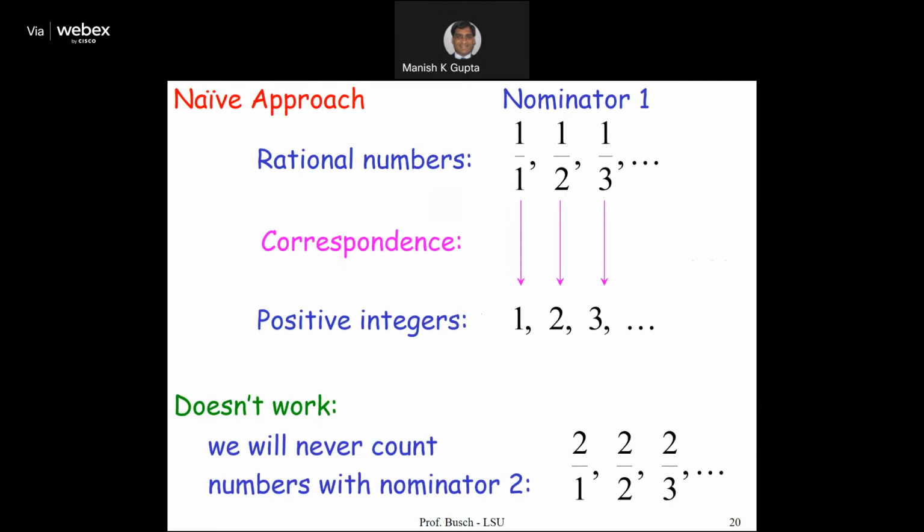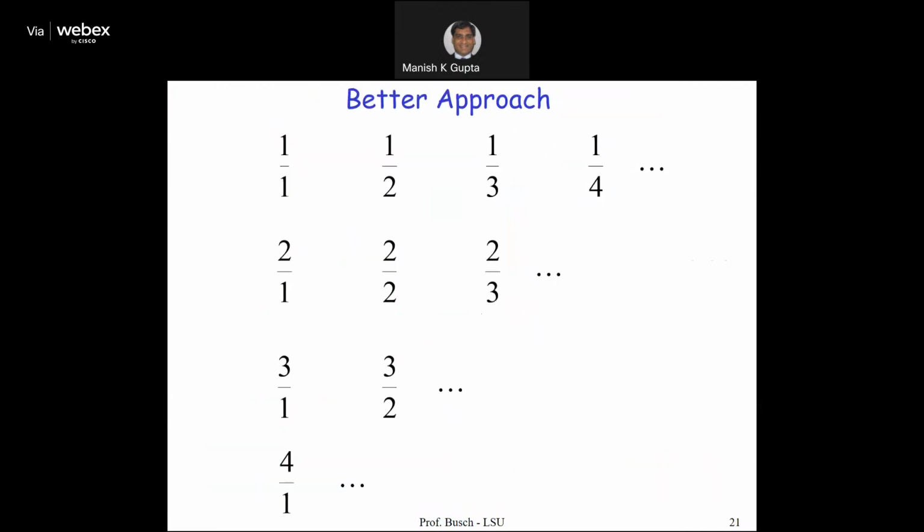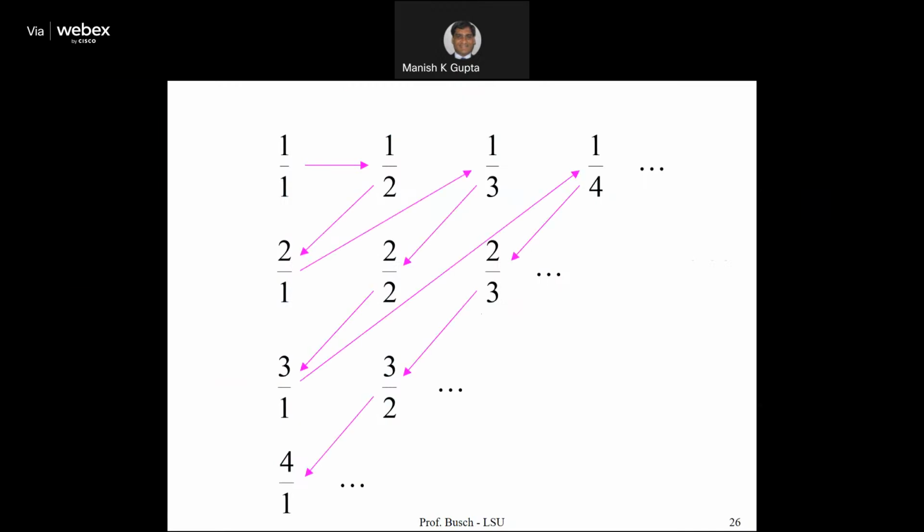I'm sure somebody sitting in a village in Anand can solve this problem. So what is a better approach? I just arrange them in this nice form: 1 by 1, 1 by 2, 1 by 3, 1 by 4, and so on. 2 by 1, 2 by 2, 2 by 3, and so on. 3 by 1, 3 by 2, 3 by 3, and so on. 4 by, like this, an array. Done? Now can you count this array? Yes, easily. How? Using this approach: 1, 2, 3, 4, 5, 6, 7, and so on.